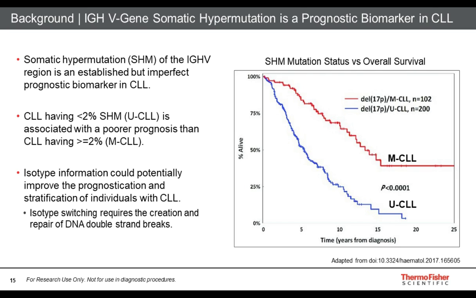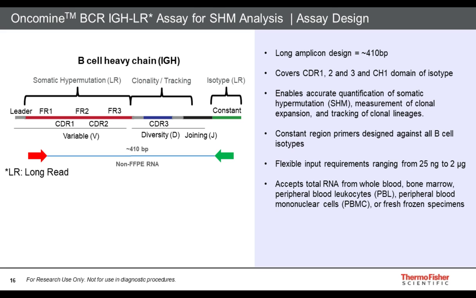With that said, this is an imperfect prognostic biomarker, and there's a thought that potentially adding in isotype information of the B cell could further improve this stratification potential. And that follows from the observation that isotype switching involves the creation and repair of DNA double-strand breaks, and thus could serve as a window into the proficiency of the B cell to repair damage. So with this in mind, we created the IGH-LR assay for somatic hypermutation analysis.